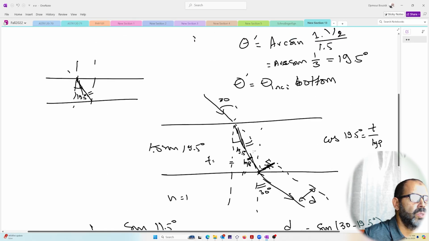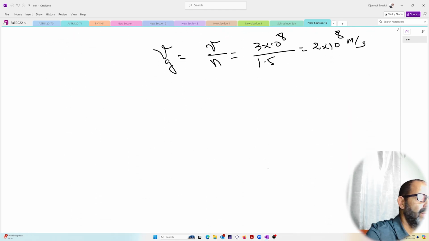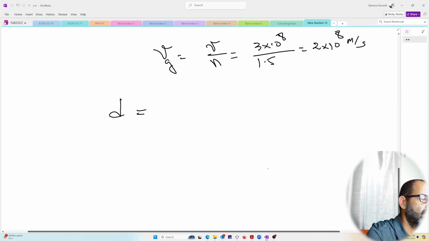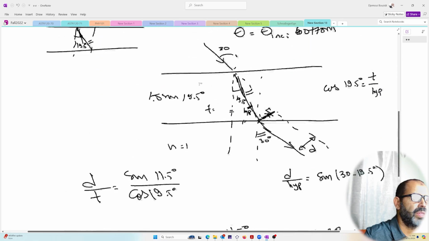So distance over speed should be the time required. So again, the distance is equal to Vt, and from here we can find the time required, which is the distance, which is in this case the hypotenuse, okay? The one that I was talking about all along before, divided by the speed of light in the glass. So this is the hypotenuse because that's really the path that the light took.